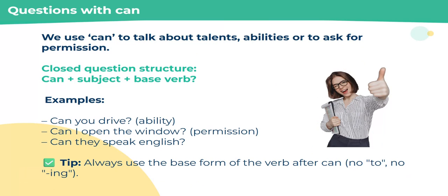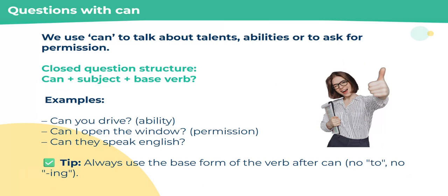Excellent. Okay, well, let's have a look now at questions with can. We can use can to talk about talents, abilities, or to ask for permission. Our closed question structure: can plus subject plus base verb. Examples. Can you drive? Can I open the window? Can they speak English?